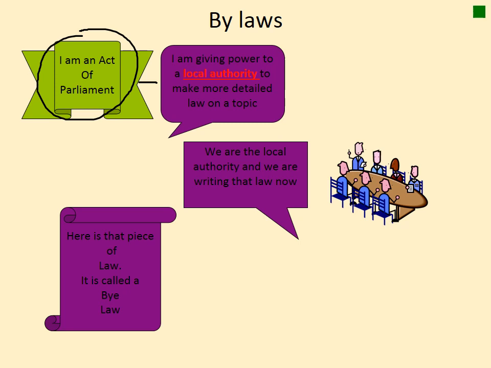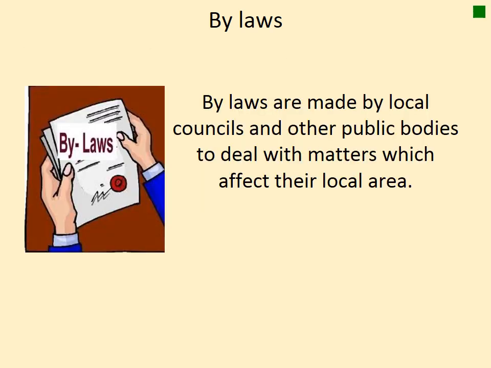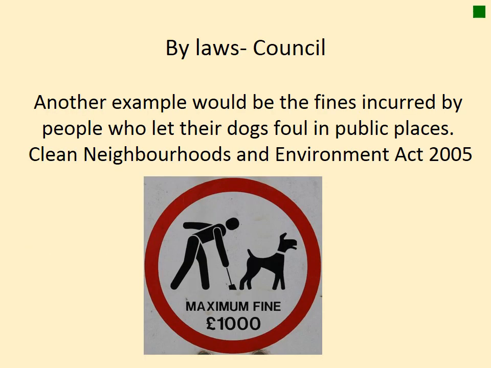So for example, the National Trust is a public corporation that can make bylaws, and they can only make bylaws to do with their expertise on National Trust properties. So the Parent Act is given to the local authority, they use it to write the bylaw, and it becomes a piece of legislation. So it deals with matters which affect local areas or specific areas.